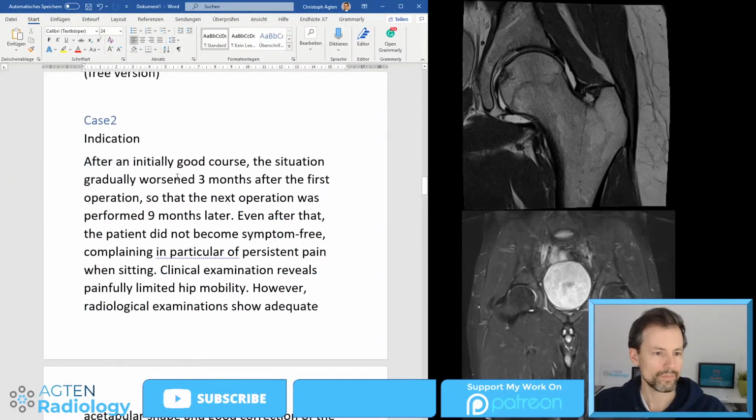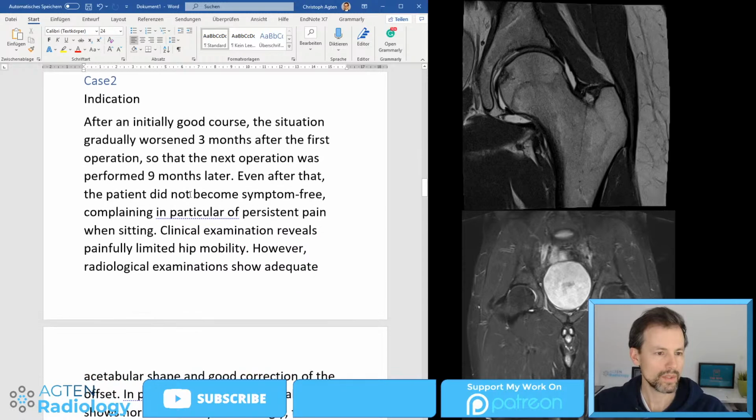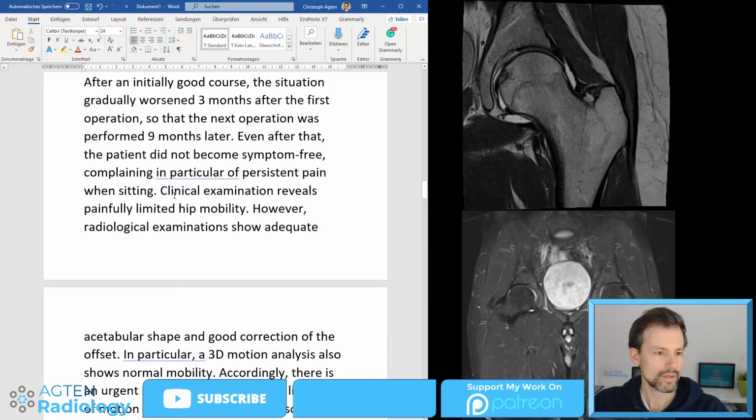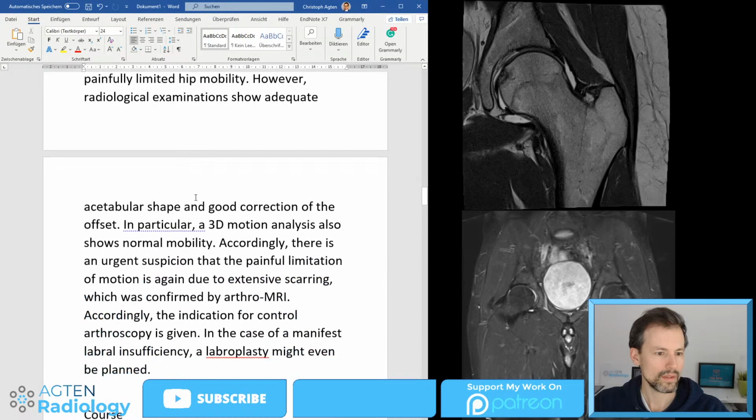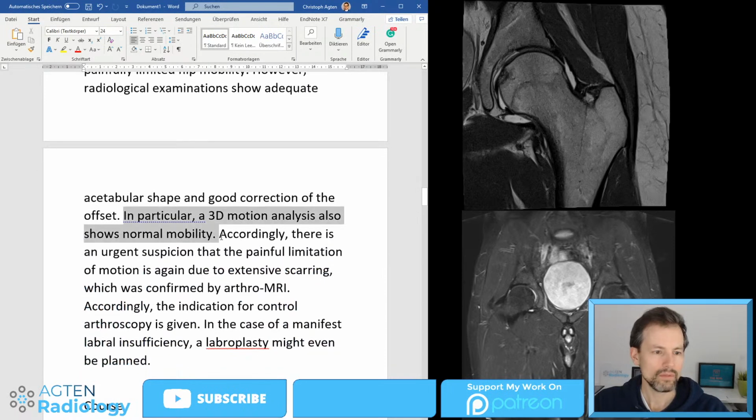So, case 2. Patient after surgery, initially good course, then again symptoms, painful mobility. They even did a 3D motion analysis post-operatively, which showed normal mobility, indicating that the restricted motion was most likely due to extensive scarring, which was confirmed by arthro MRI. That's the study that we will now have a look at.